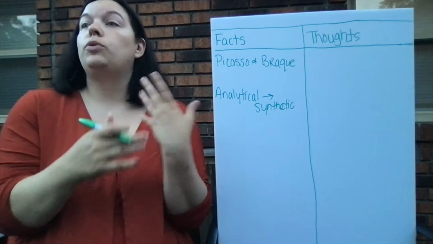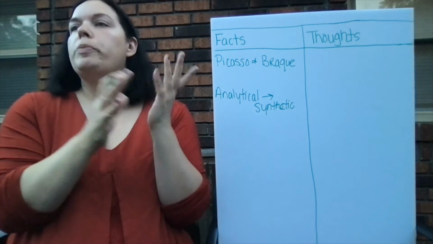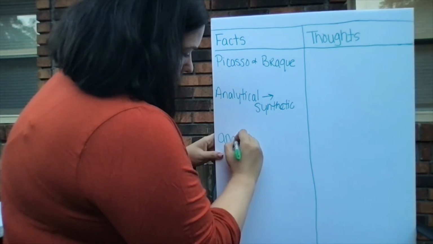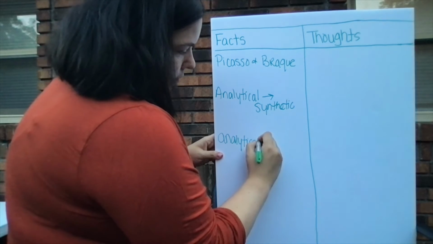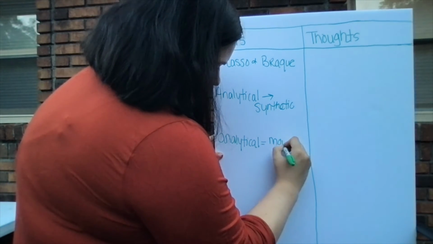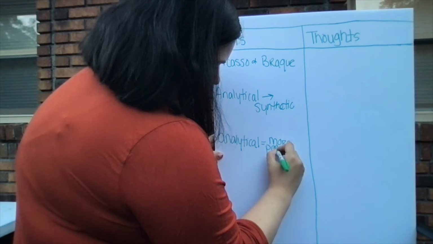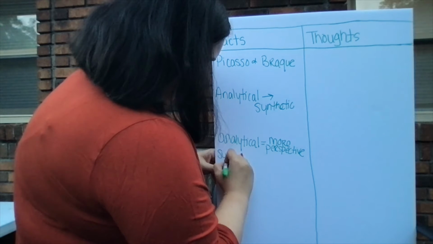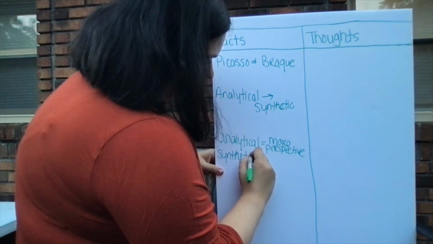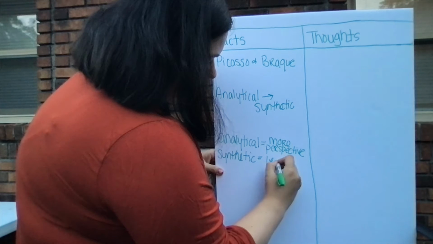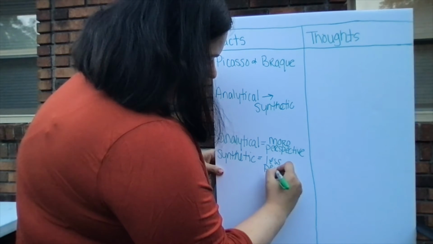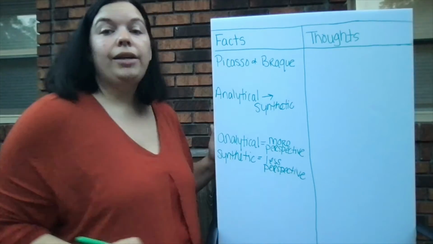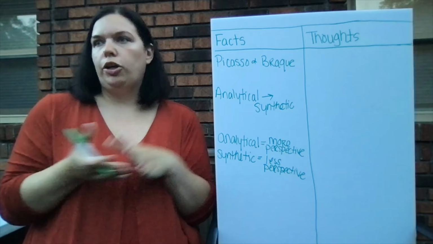Great. So analytical has more picture planes, more perspective, but synthetic doesn't. Correct. All right, so we're going to write analytical, more perspective, synthetic, less. All right, any other facts that we can gain from the article? Anybody else?